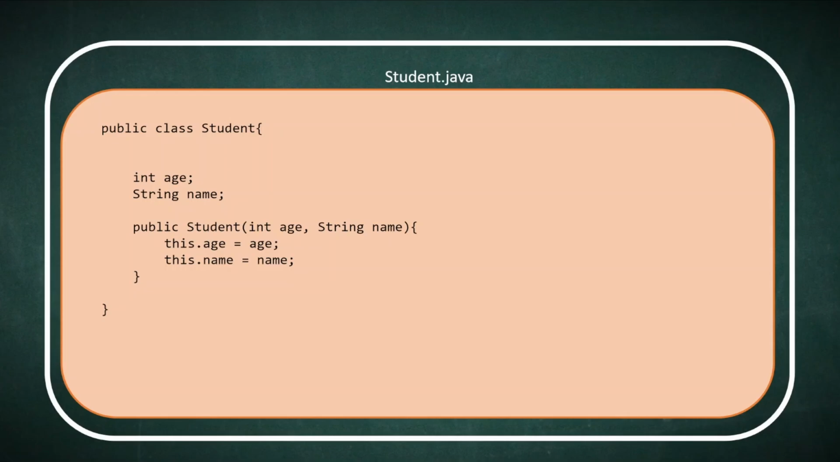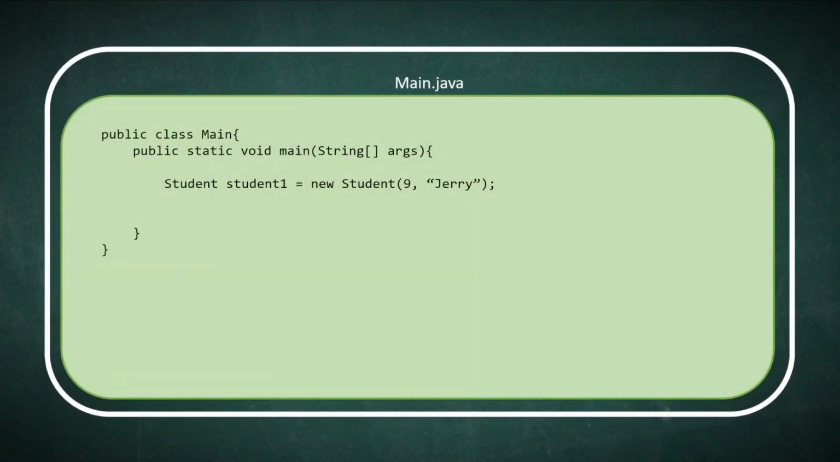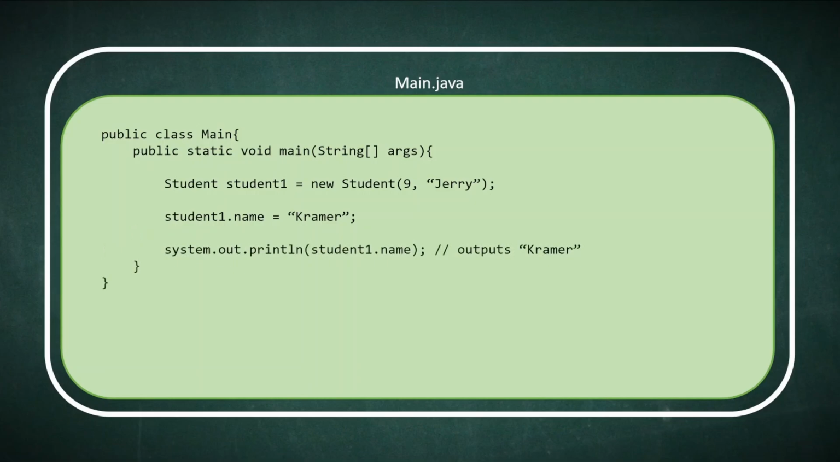In the main file, we're just going to have a standard main method and a single line making a new student. Now I've named this student Jerry, but what if I want to change his name to Kramer? I could easily use something called the dot operator to access any public field. So now if I print out student1.name, it will output Kramer.